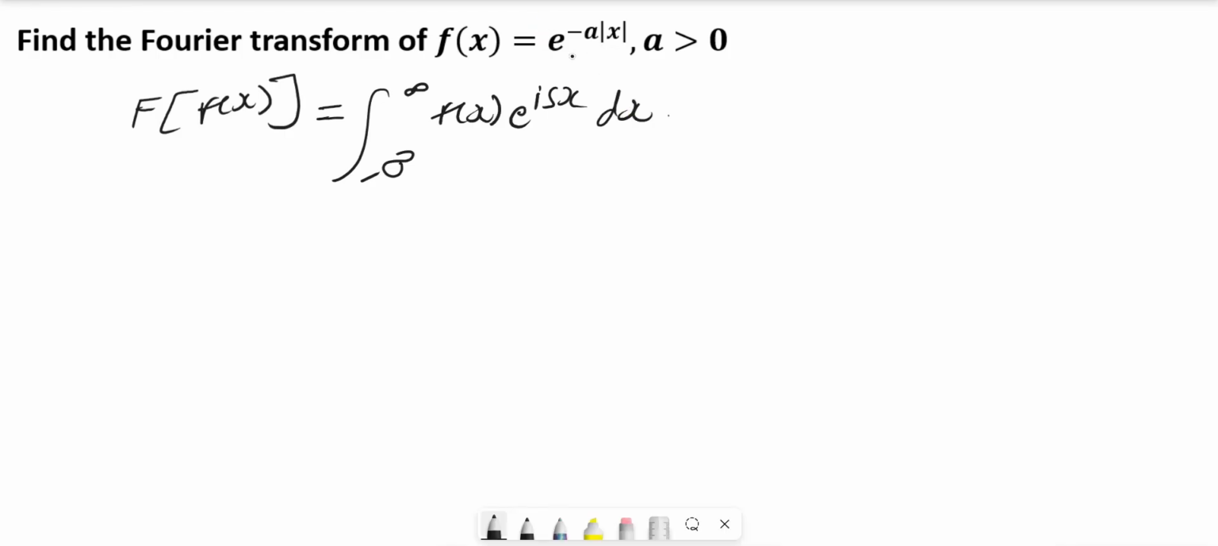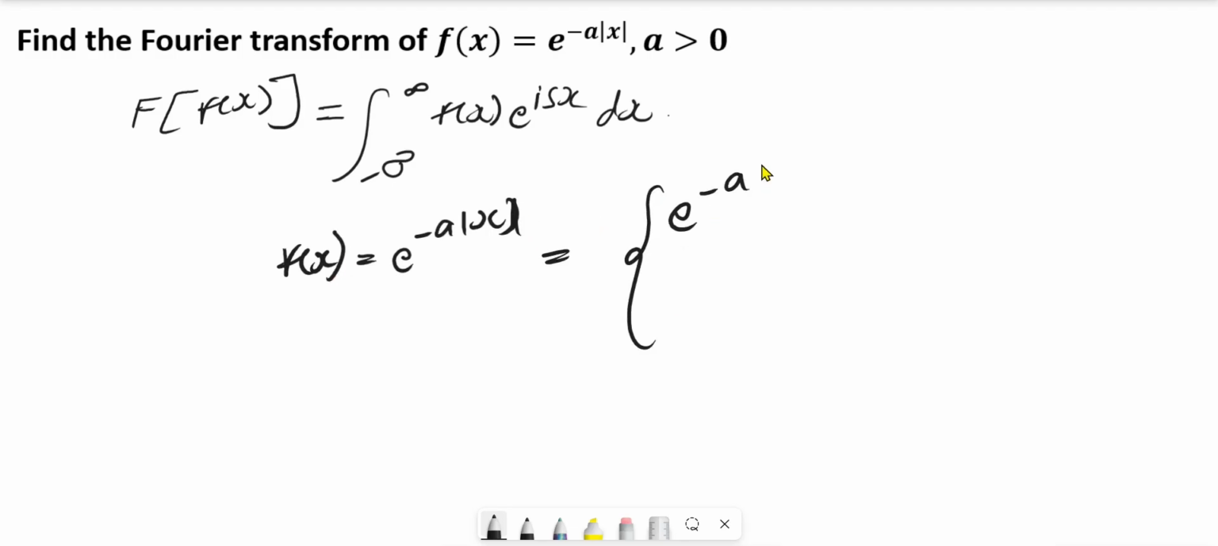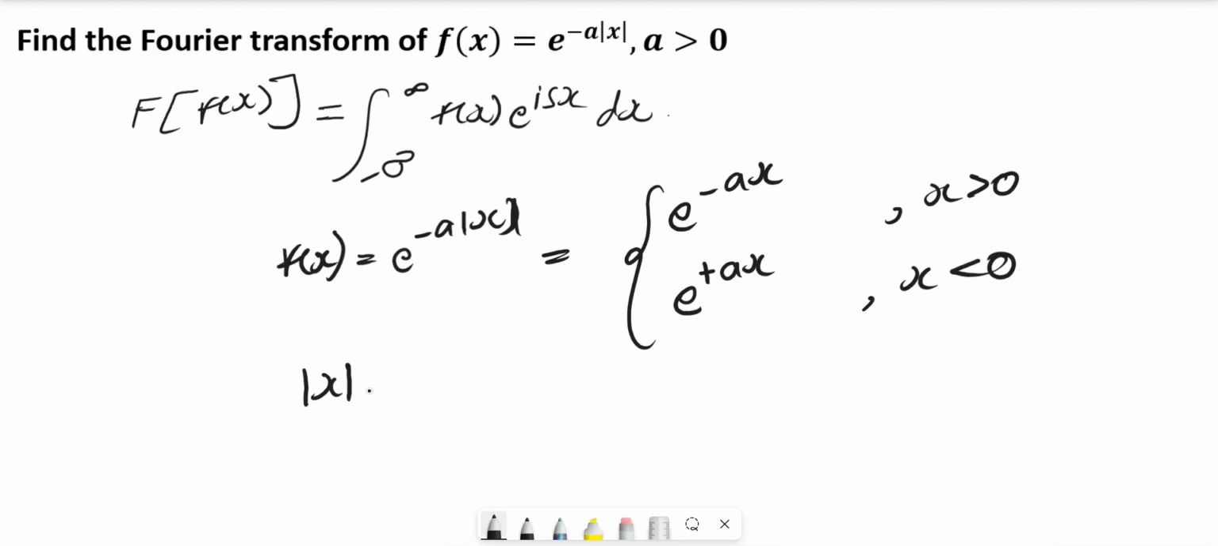And हमें जो फंक्शन गिवन है it is e raised to the power minus a mod x. सबसे पहले हम फंक्शन को सिंप्लीफाई कर लेते हैं, which is equal to e raised to the power minus ax when x is greater than 0 and e raised to the power plus ax when x is less than 0. Since mod x क्या होता है? Mod x is x when x is greater than 0 and minus x when x is less than 0.